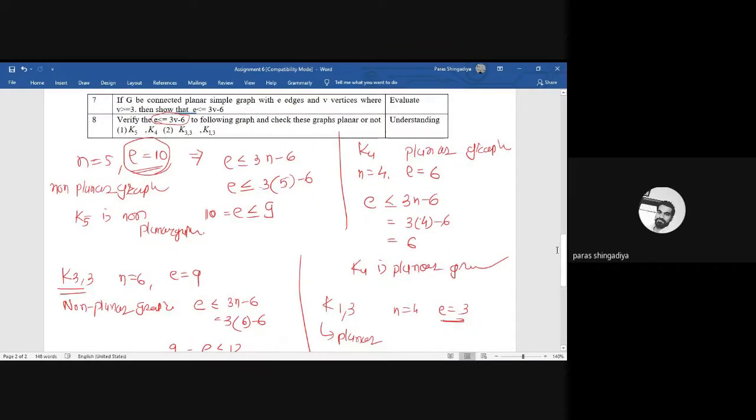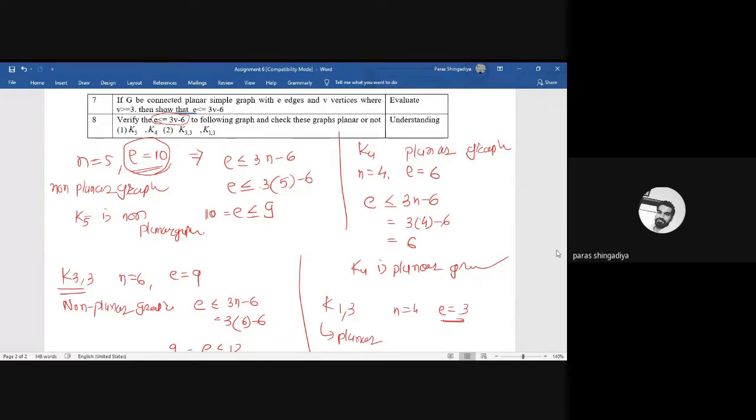So we'll stop up to this. In the next lab, we'll discuss 2 more questions related to the dual graph and graph coloring. We'll add 2 more questions in this assignment also. Clear? Is there any confusion in this answer?